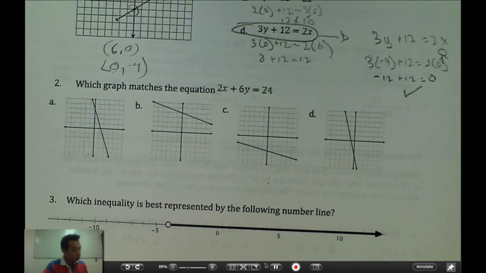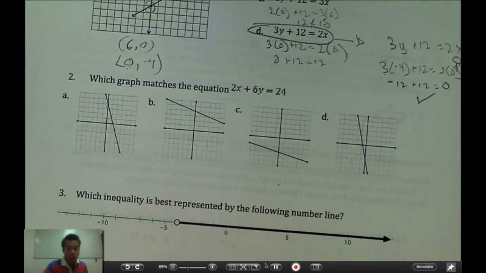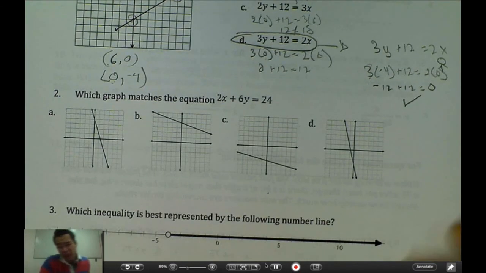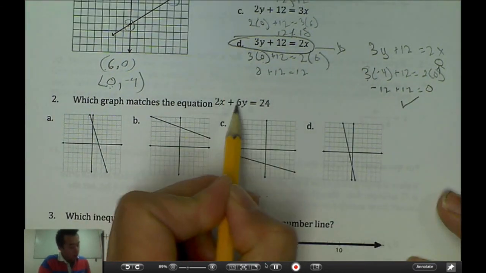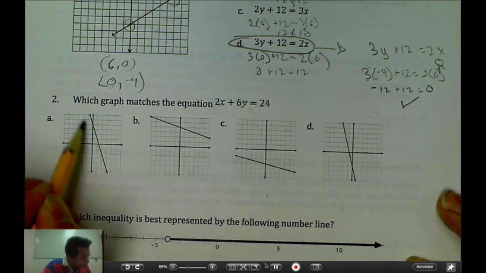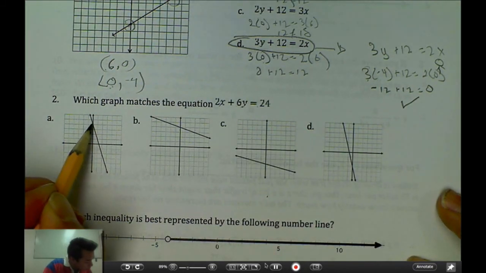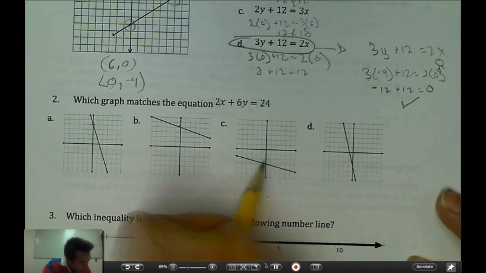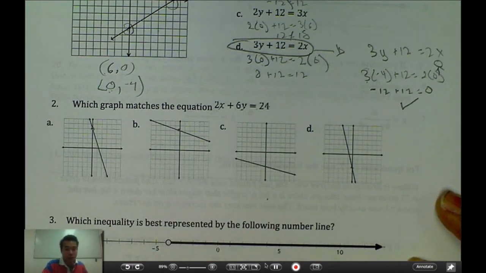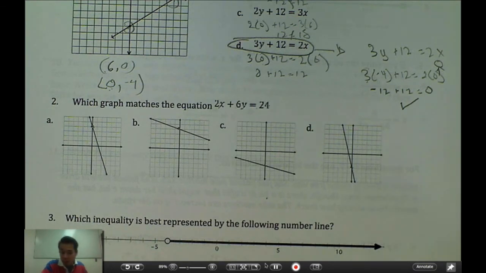Number 2. Which graph matches the equation 2x plus 6y is equal to 24? Again, this is standard form. This is ax plus by is equal to c. If you wanted to, we can just find one of the intercepts and figure it out from there. All of these have a y-intercept that I can see. If you're not really sure and you're comfortable with changing to slope-intercept form, you can definitely do that.